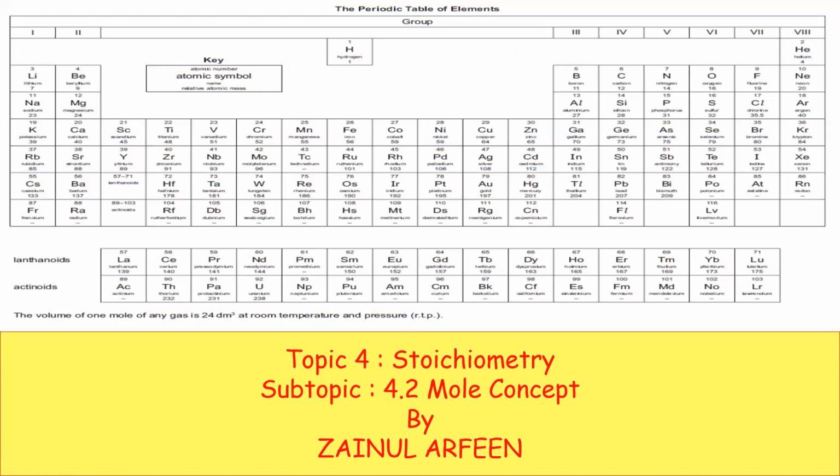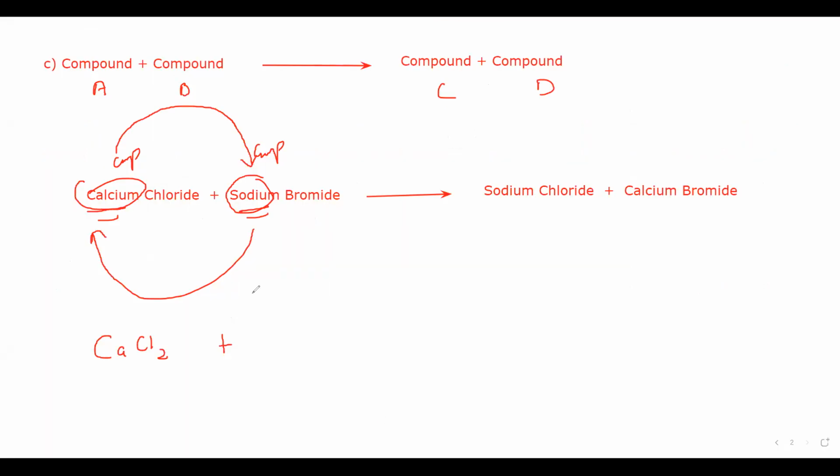So the first part, calcium chloride, the formula will be CaCl2 plus sodium bromide. So we have to check the periodic table again for writing the formula of sodium bromide. When you check the periodic table, sodium is group 1, plus 1, and bromine is group 7, so it is minus 1. What will be the formula for sodium bromide? Sodium is plus 1, bromine is minus 1. So the formula of sodium bromide will be NaBr.